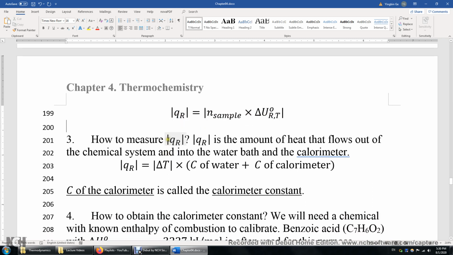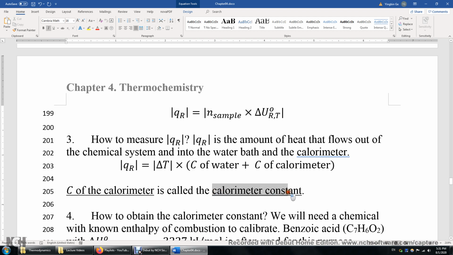And then how do we measure the amount of heat? Well, it's simple. We just need to know the heat capacity of the water bath and the calorimeter, because both absorb the heat released from the sample. Therefore, we take the sum of the heat capacity of everything inside the calorimeter that absorbs heat. We measure the temperature change. The product of the temperature change and the total heat capacity is going to be the heat flow. This C of the calorimeter is called the calorimeter constant.